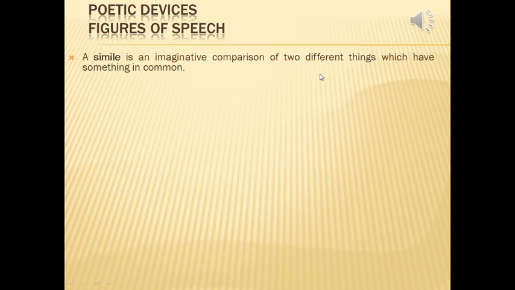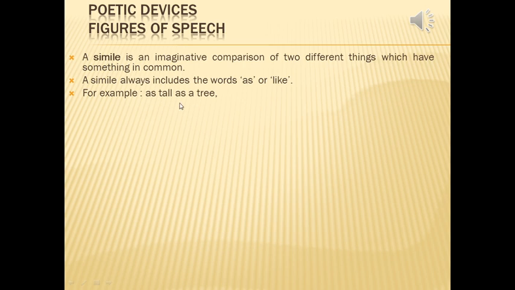To begin with, let's take the first figure of speech, simile. A simile is an imaginative comparison of two different things which have something in common. A simile always includes the words as or like. For example, he is as tall as a tree. She is as beautiful as a flower.